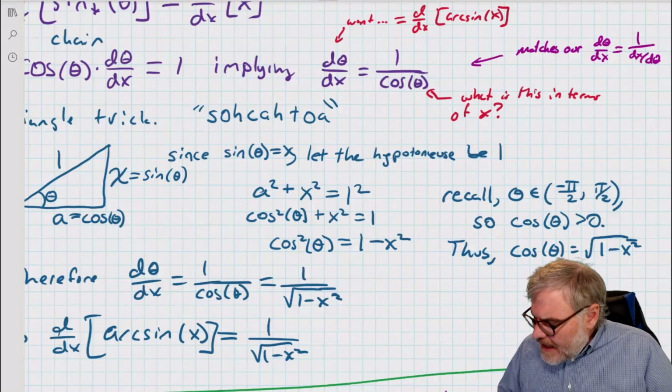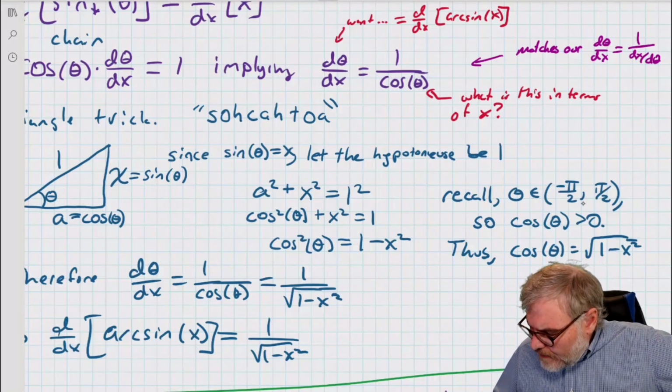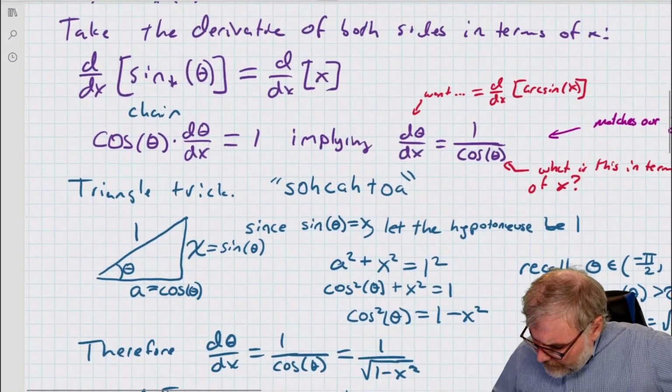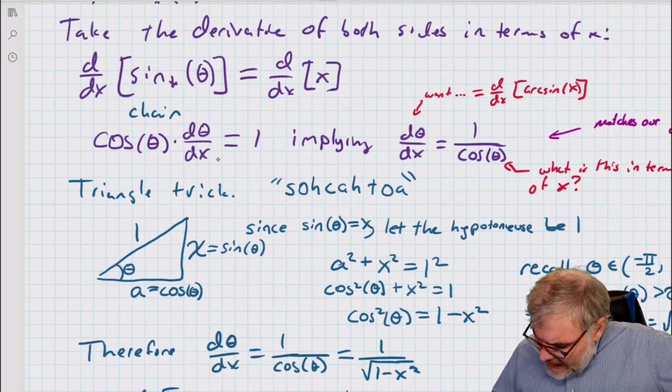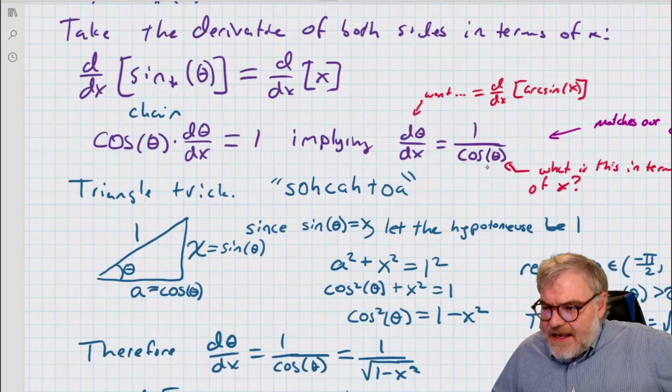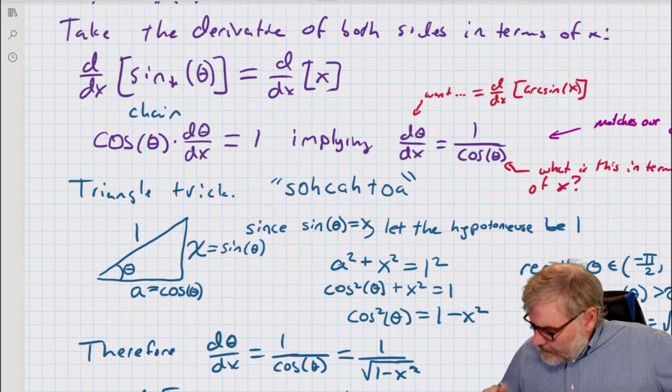Well, theta is between negative pi over 2 and pi over 2. By the way, I lost the endpoints back up here. When I had this, 1 over cosine of theta, that's where I lost those 2 endpoints.